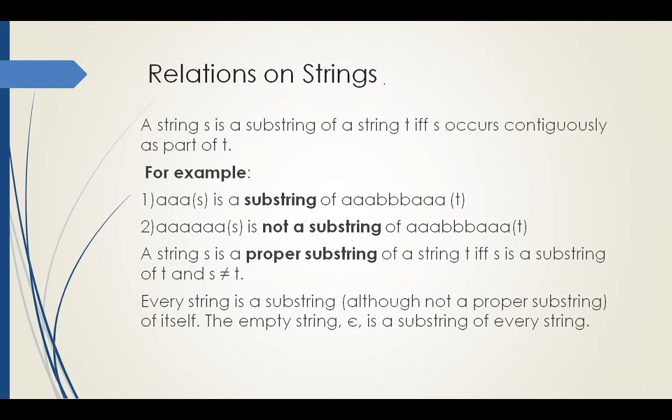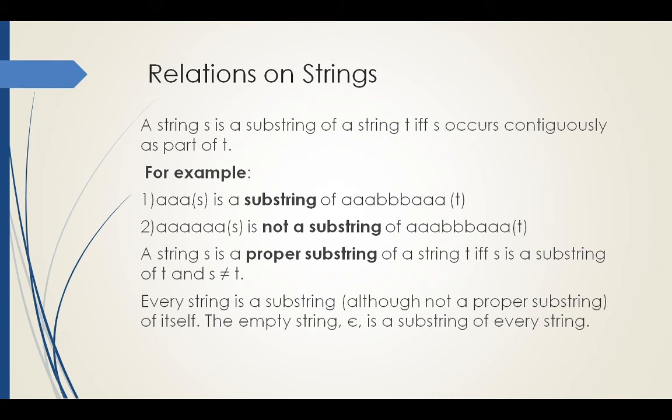Next we see the relation on a string. A string S is a substring of a string T if and only if S occurs continuously as a part of T. So S and T are the two strings. We are going to say S is a substring of T if and only if S occurs continuously as a part of T. When you are going to say it is a substring, it contains a part of the string T. Okay, so let's see the example for this.